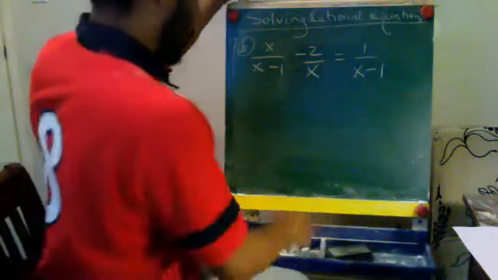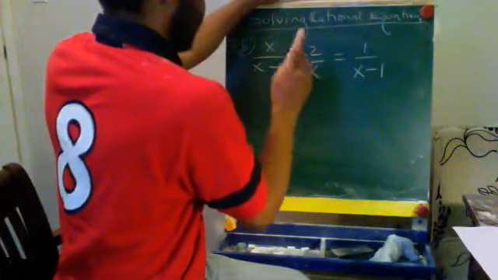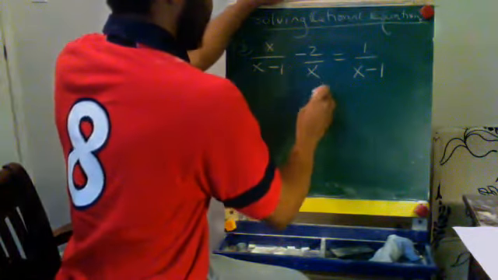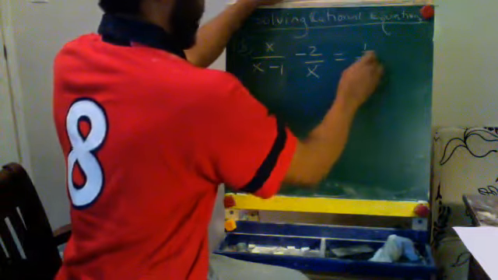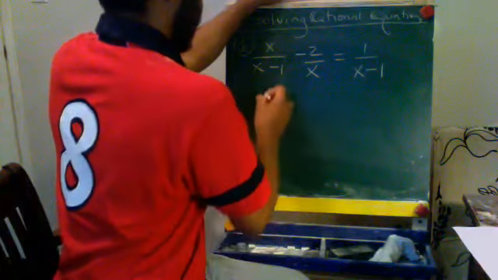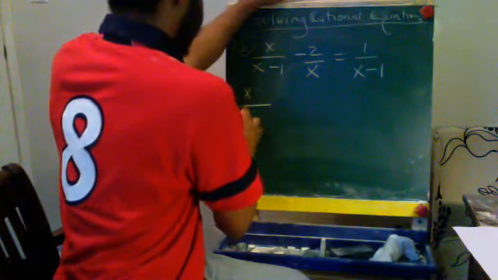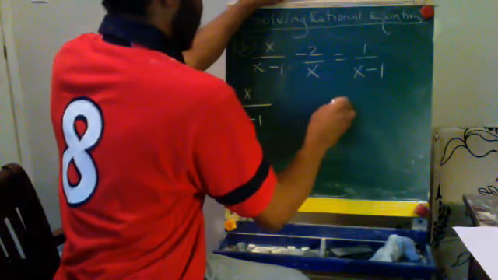All right, so there are two ways to do this problem. I'm going to show you the way that I see it. What I would do right away is subtract 1 over x from both sides. So what I'm going to have is x over x minus 1.